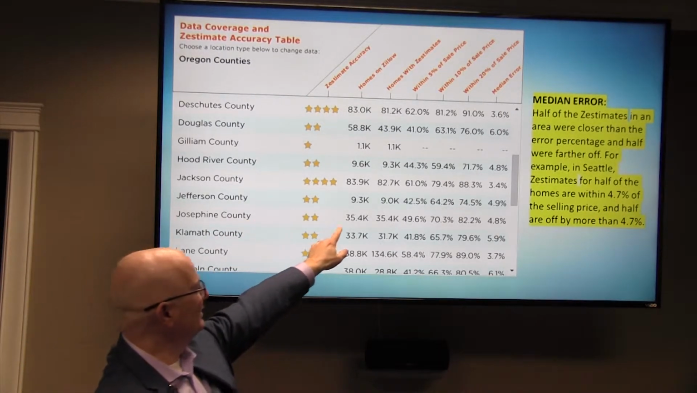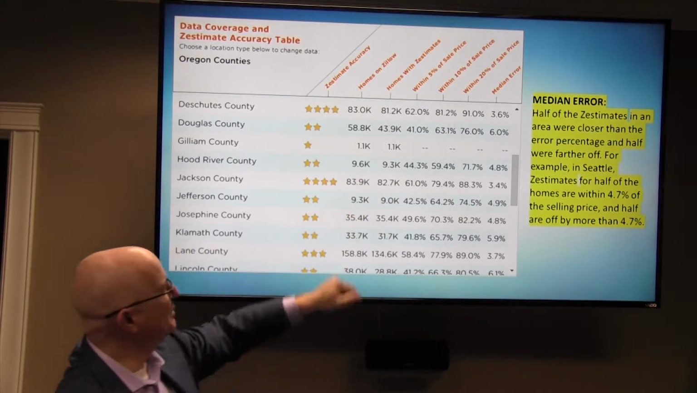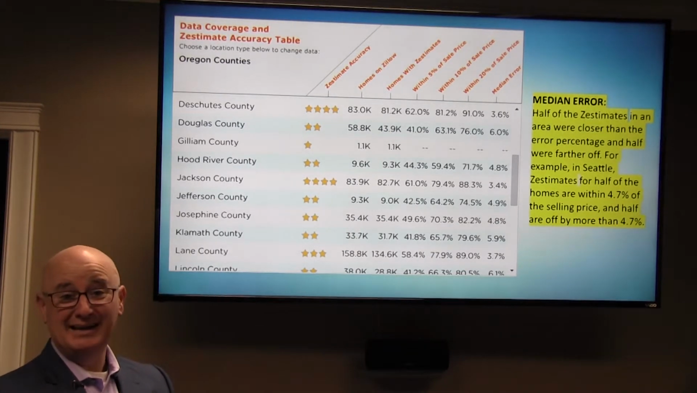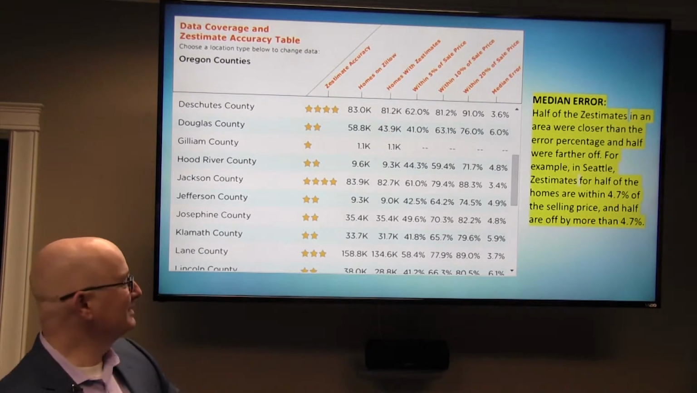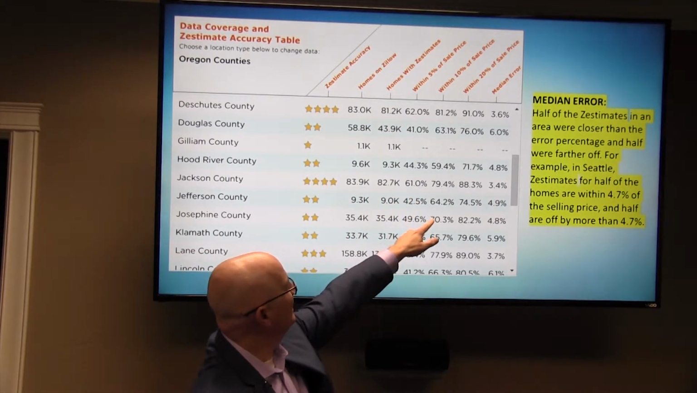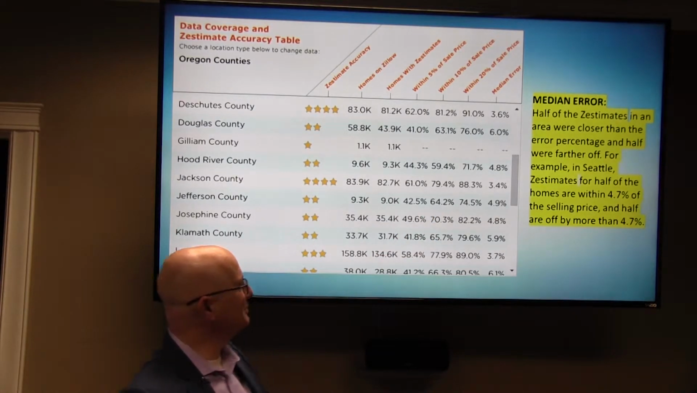But when you break it down, only 61% of the time are they within 5% of the sales price. So 39% of the time in my market, they're not even within 5% of the sales price. And then it gets worse from there. Within 10% of the sales price, 79%. Within 20% of the sales price, 88% of the time.